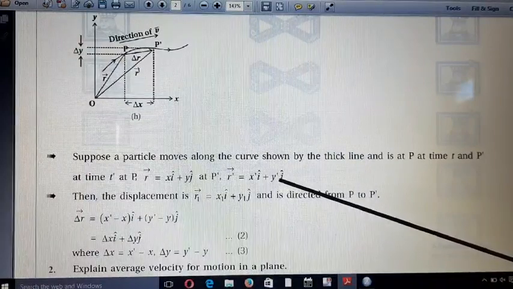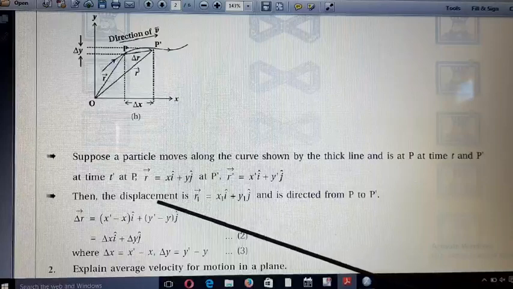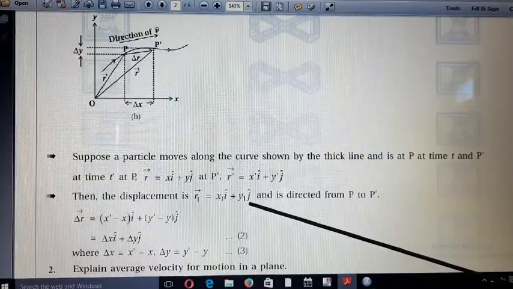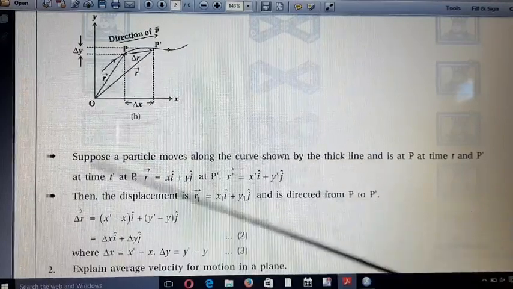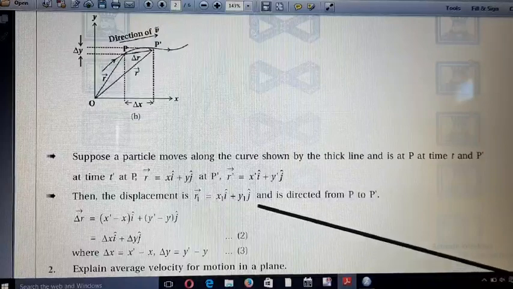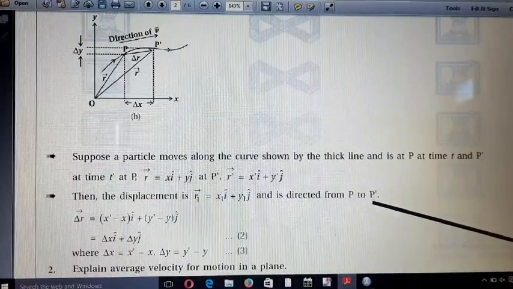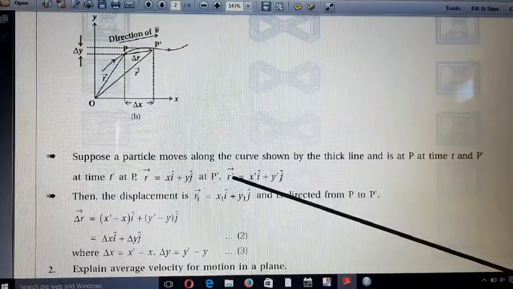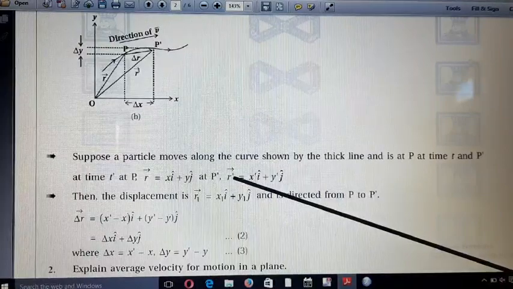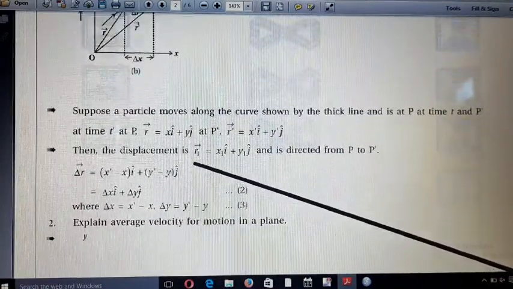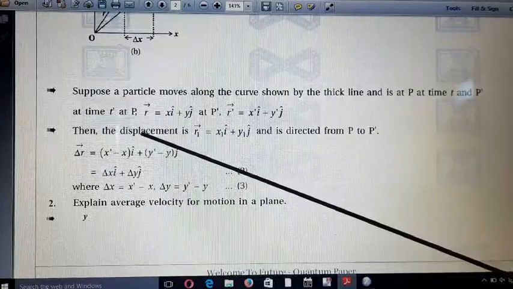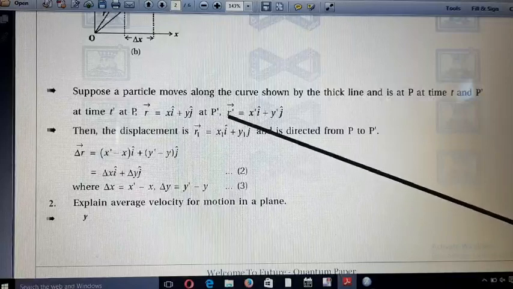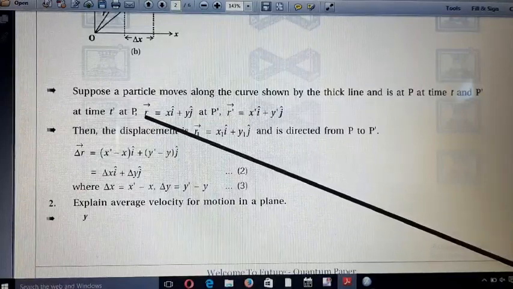Otherwise, friends, look here. First of all, for displacement, we take r1 equal to x1 i caret plus y1 j caret, with its direction from P to P dash. Here some mistake was made, r1 is not required, because now we want to find the displacement vector. So delta r is equal to vector r dash minus vector r.